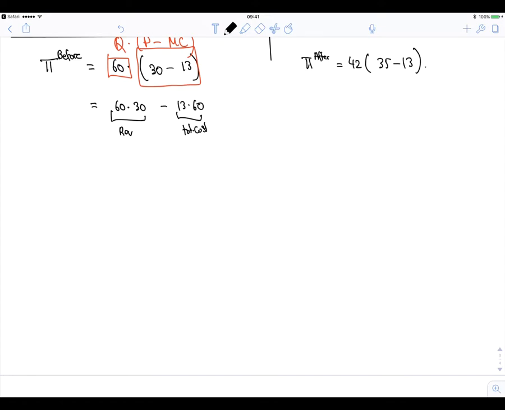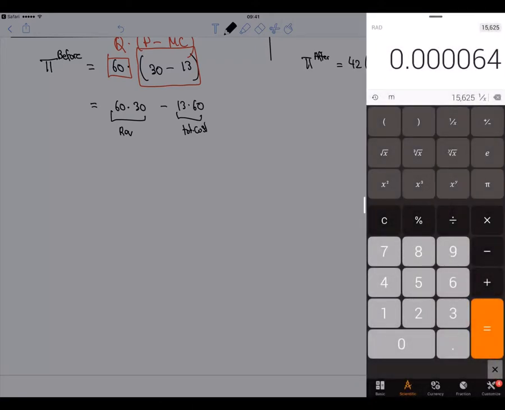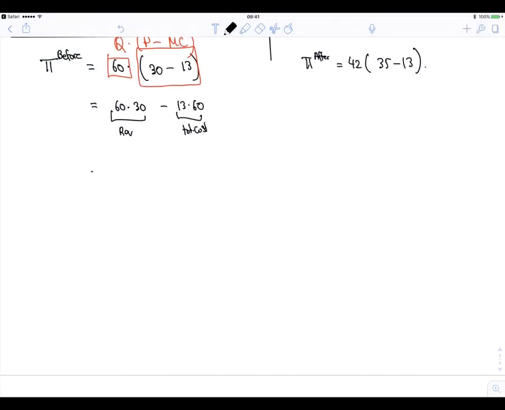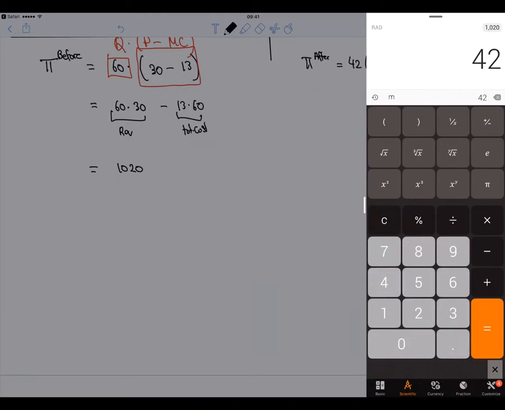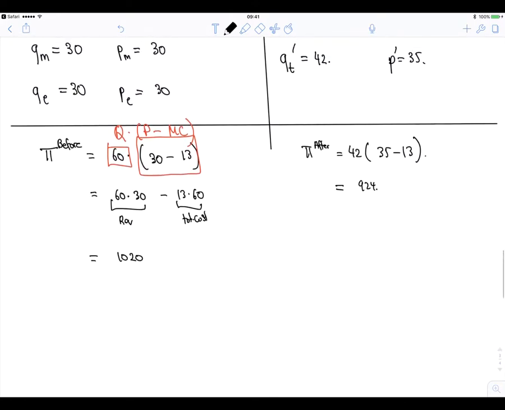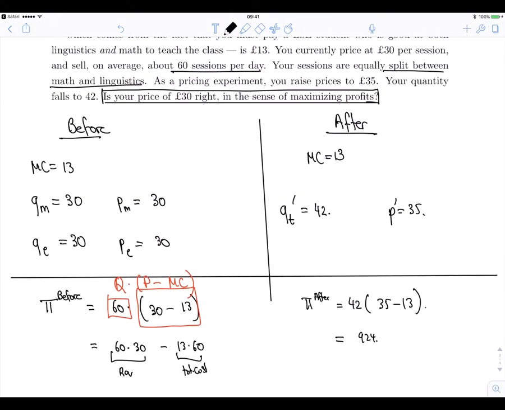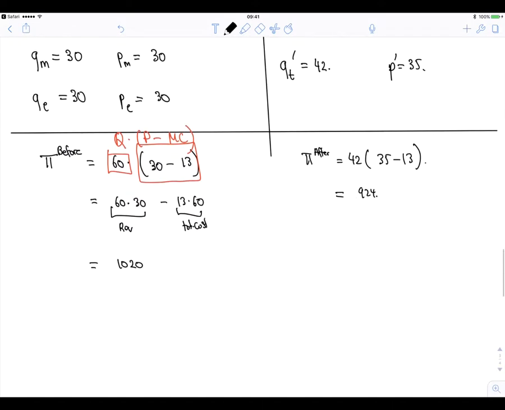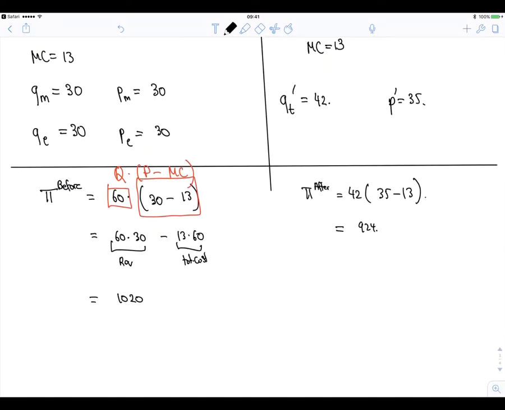Let's pull out a calculator. 60 times 17 is equal to 1020. 42 times 22, is that right? Is equal to 924. So, is your pricing right in the sense of maximizing profits? Well, we know that this experiment failed a little bit because our profits went down.